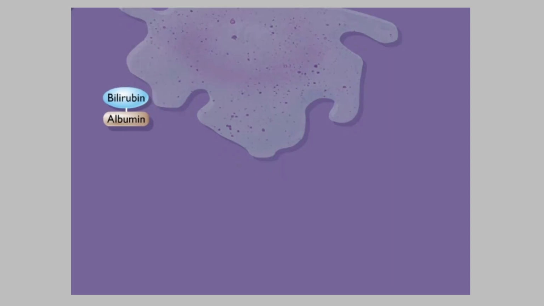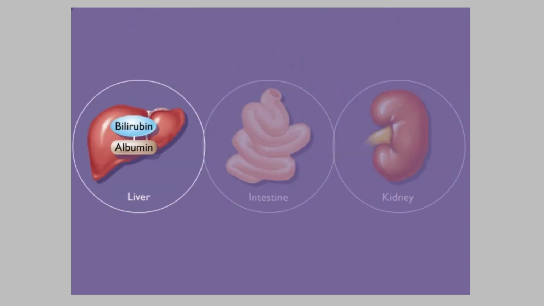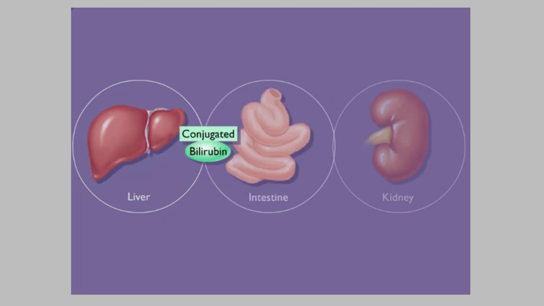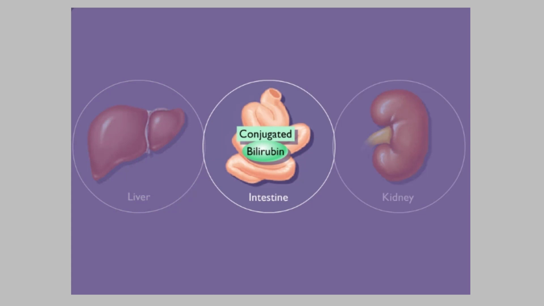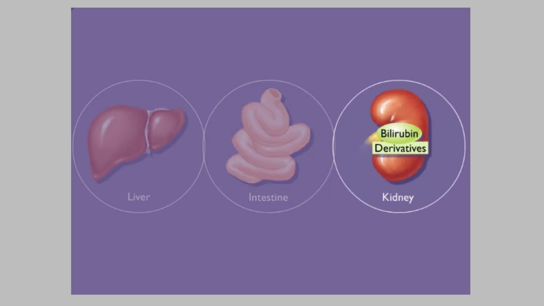Free bilirubin is transported by albumin in the blood to the liver. Liver cells make conjugated bilirubin, which is excreted as part of the bile into the small intestine. Intestinal bacteria convert bilirubin into bilirubin derivatives, which contribute to the color of feces. Some of the bilirubin derivatives are absorbed into the blood and excreted from the kidneys in the urine.